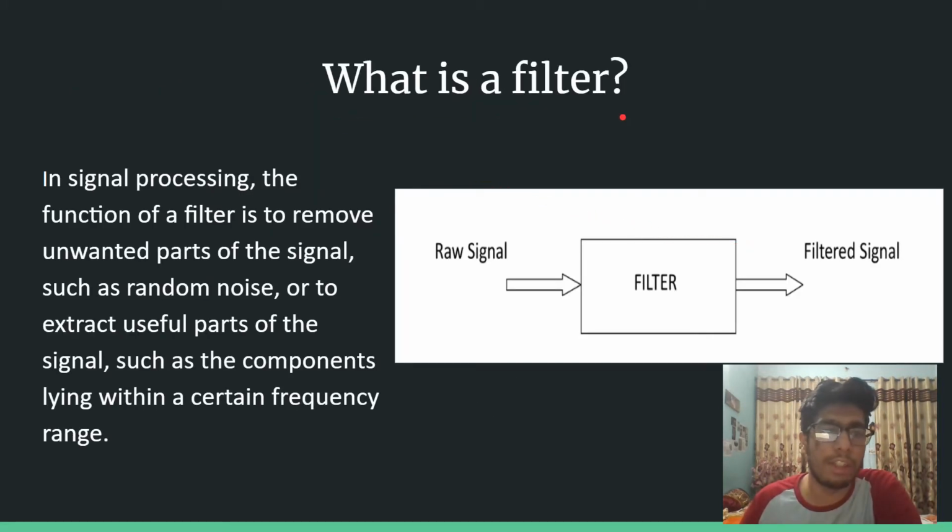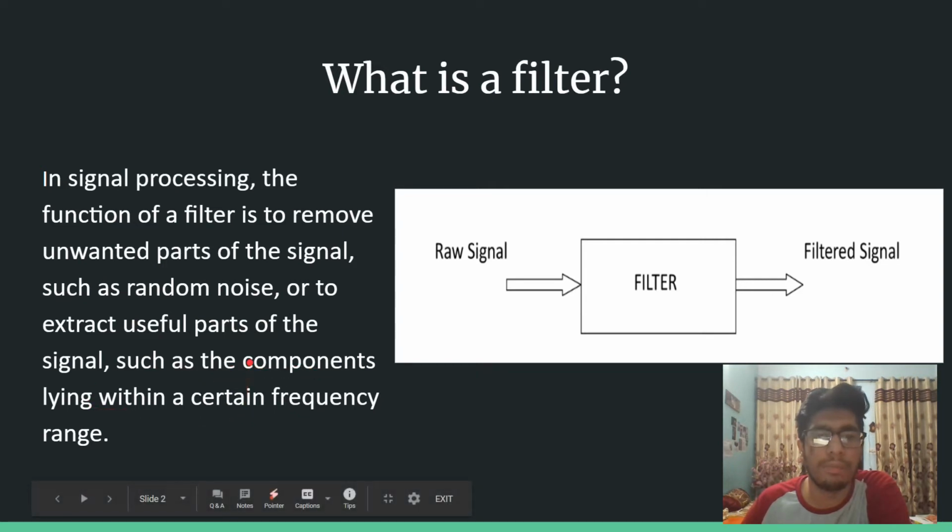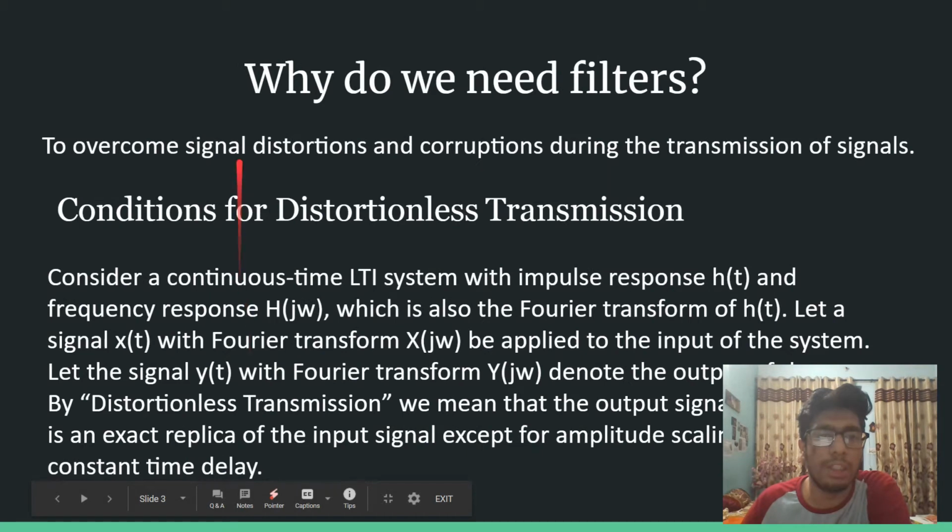So what is a filter? Basically, a filter is used to remove unwanted parts of a signal such as random noise, or to extract some useful parts of the signal such as components lying within a certain frequency range. And why do we need filters? Simply to overcome signal distortions and corruptions during the transmission of signals.